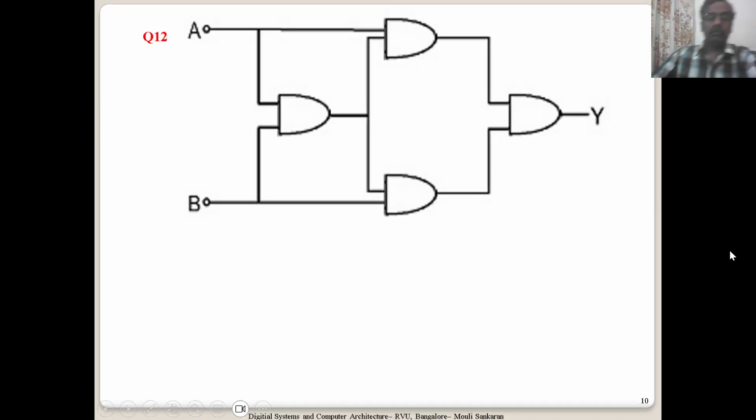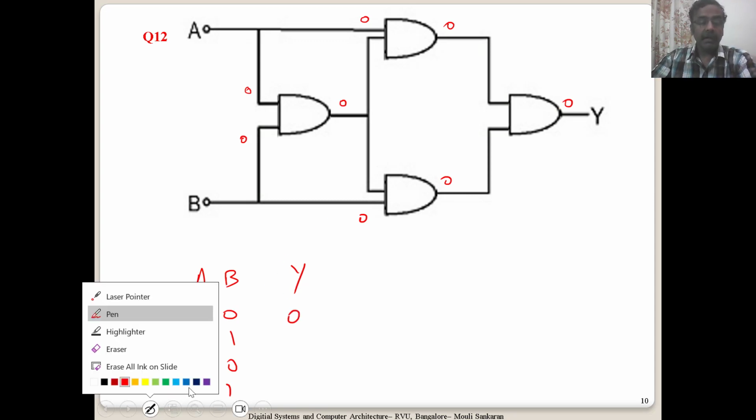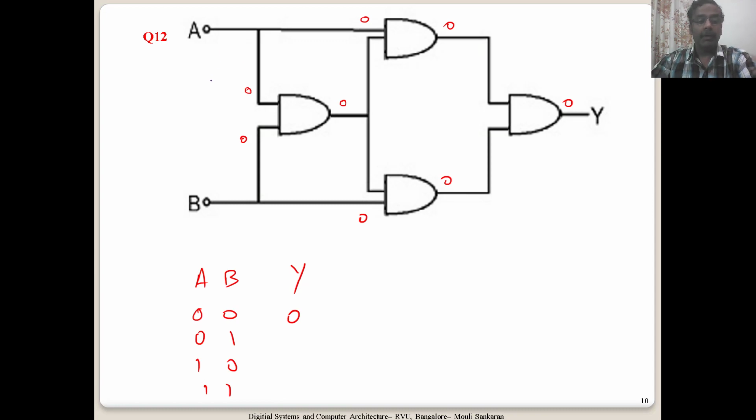Now, what are the possible values? You will get A, B, and output is Y. Now you will have 0, 0, 0, 1, 1, 0, 1, 1. Now you have to find out the value of Y when I am giving each input. So let us say 0, 0. This is going to be 0, 0. Everything is 0, right? That's all. So this is going to be 0. Now let me change the color for every input so that you get to know 0, 1. Now this is 0, 1.